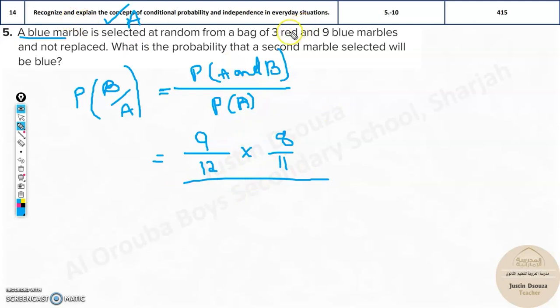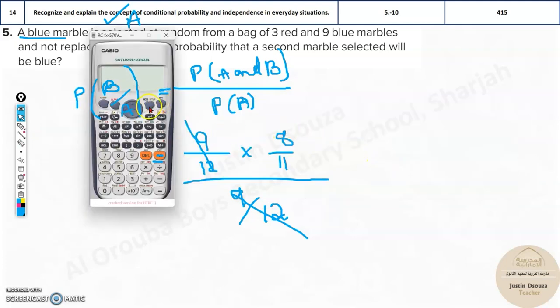What is the probability of A? Probability of A means just a blue marble is being selected. That is 9 by 12. So this is the answer. This is all written at once. Now over here, you can just cancel this off. Your answer is 8 by 11. Or you can simplify each of them individually and solve it. It's up to you. The answer is 8 by 11. So you can just write 8 by 11.